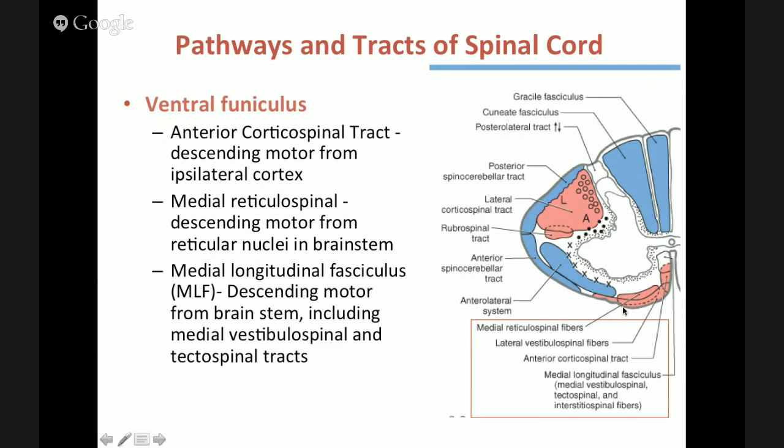Then there are a variety of motor pathways in the anterior funiculus. There are the different pathways within the medial longitudinal fasciculus. These are usually tracts that don't extend the full length of the spinal cord, and they're more involved in regulating, usually, orienting movements of the head, such as the medial vestibulospinals and the tectospinals. There are also the medial reticulospinals, as well as the anterior corticospinals, which are descending within this anterior funiculus.